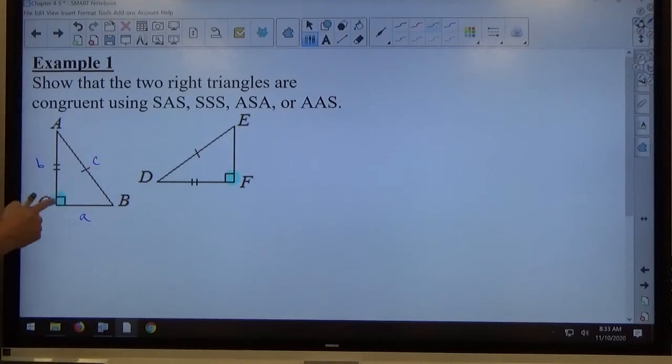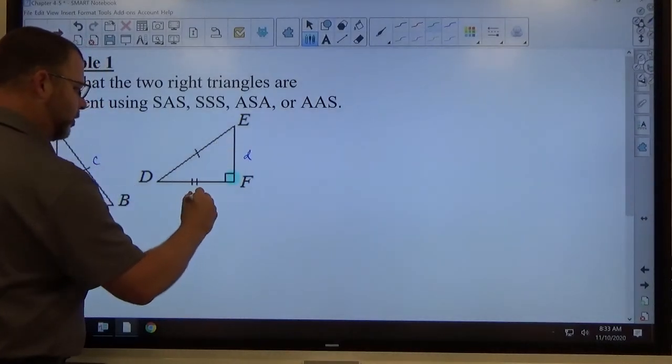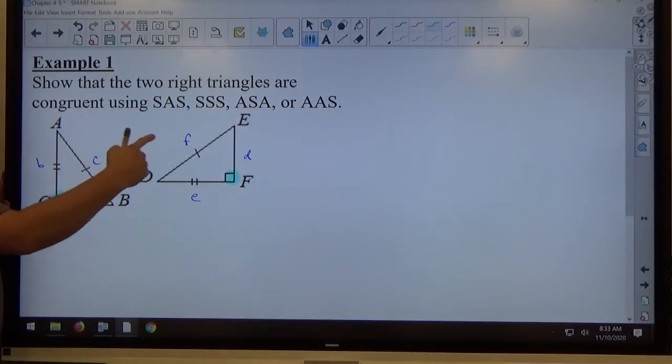If the sides are A, B, and C, typically when you look at triangles, angle A is opposite side A, angle B is opposite side B, angle C is opposite side C, like that. That's how we typically do it in math. And over here, if I call this D, this E, and that F, right? So what I know is that B and E are equal to each other, C and F are equal to each other.